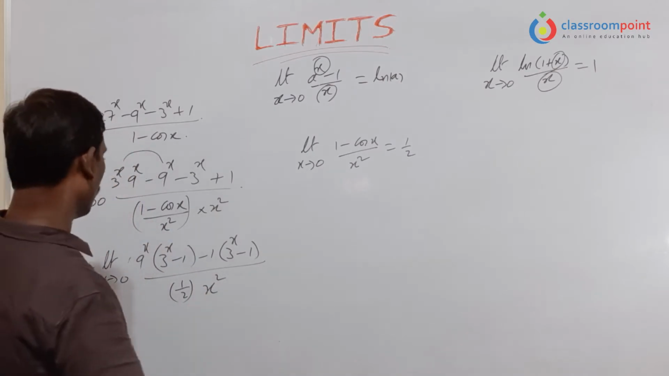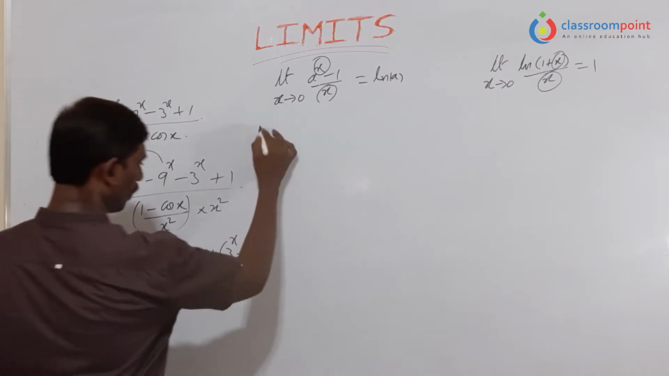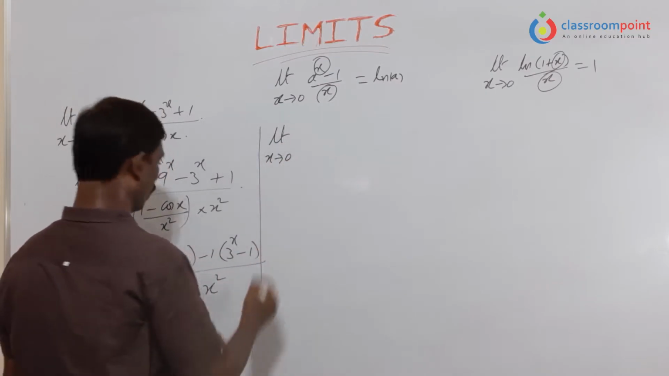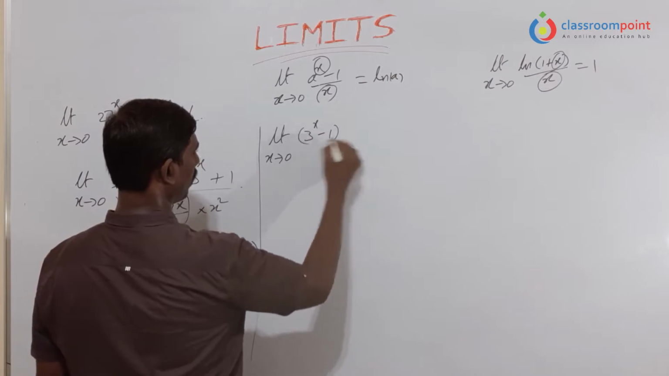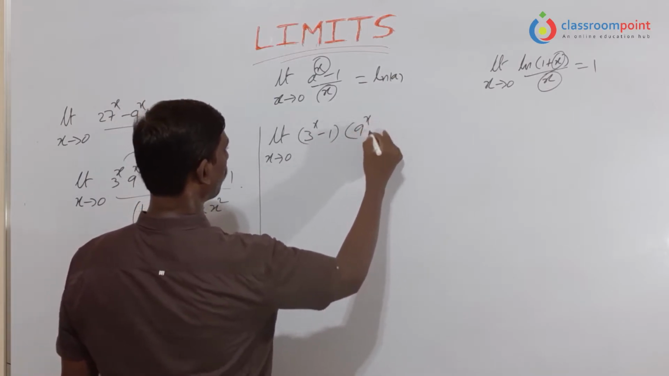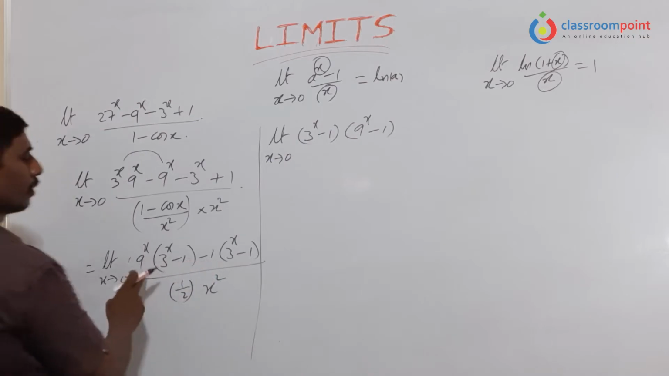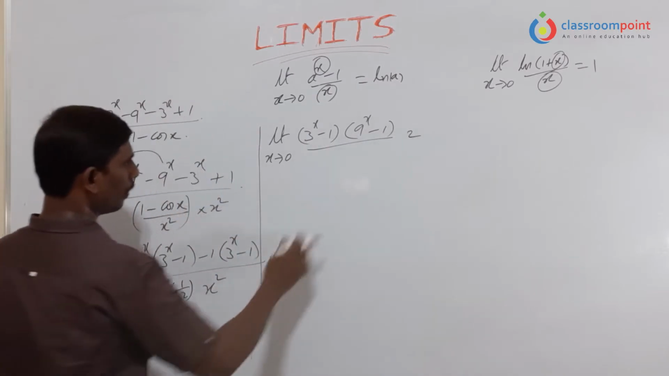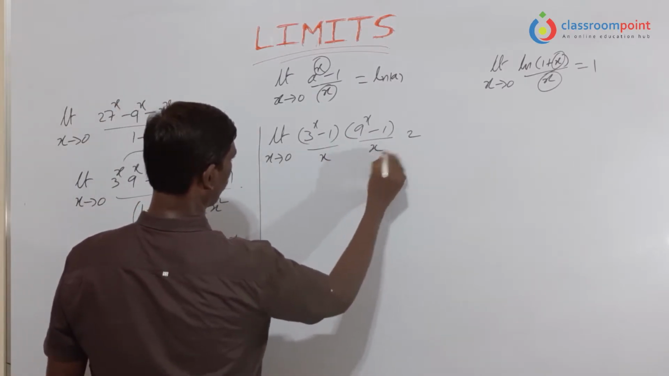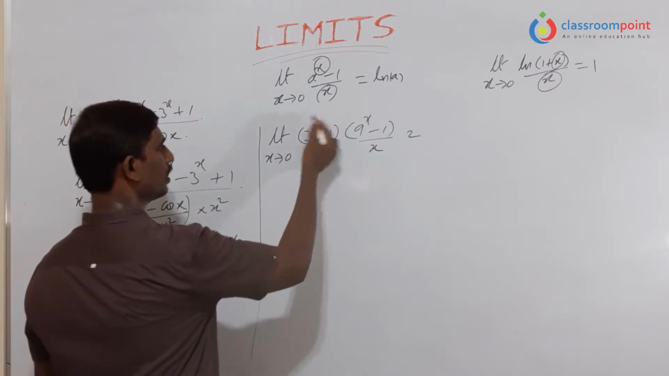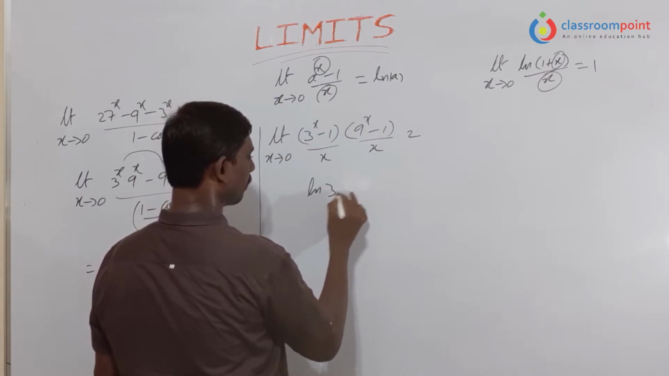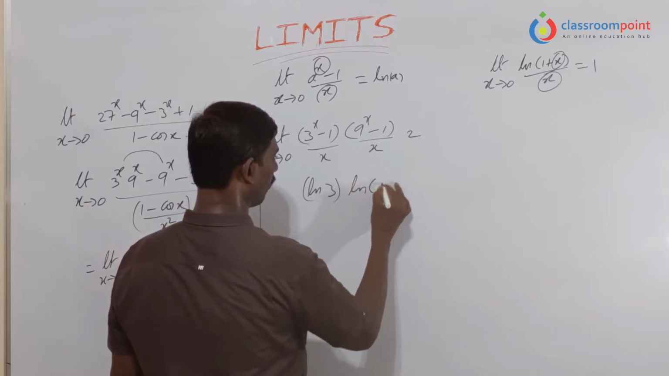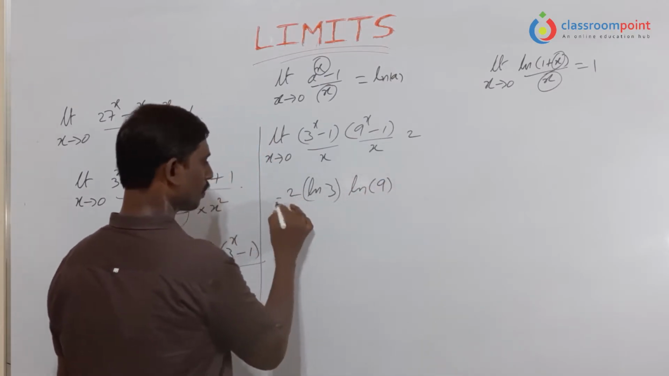No changes. Now what will we do here? From these both, we will take 3 power x minus 1 outside. Limit x tends to 0, 3 power x minus 1 into 9 power x minus 1, by x square, we have into 2. I'll write 2 here. By x square can be written as by x and by x here. So now this is written as ln of 3 into ln of 9 into 2.